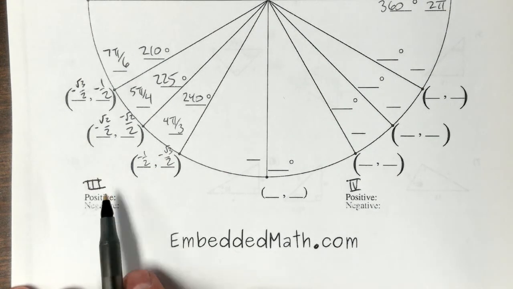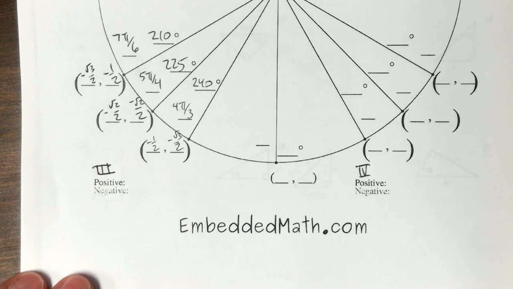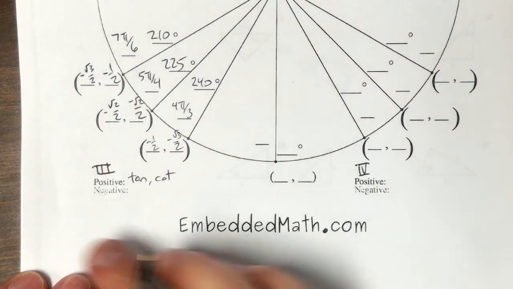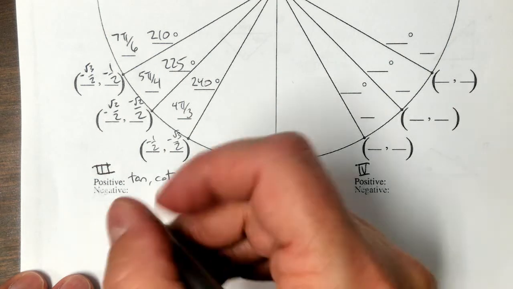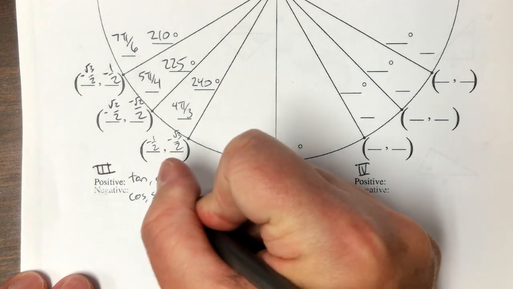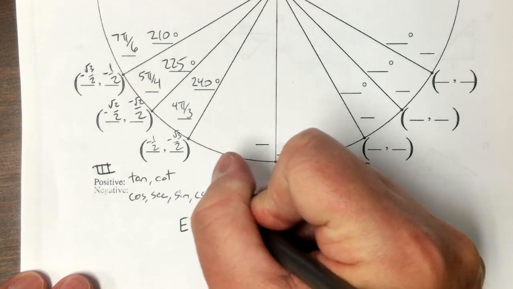So this time, the only positive ones are when you're dividing either y divided by x or x divided by y. So that'd be tangent and cotangent. And then all the others would be negative. So cosine and secant are negative, and sine and cosecant are negative.